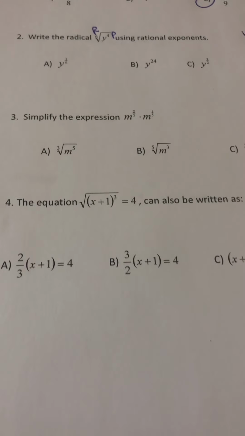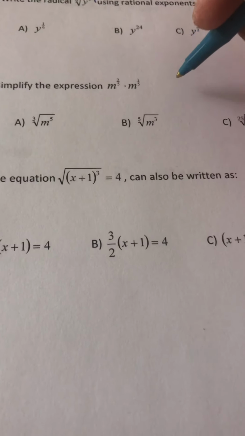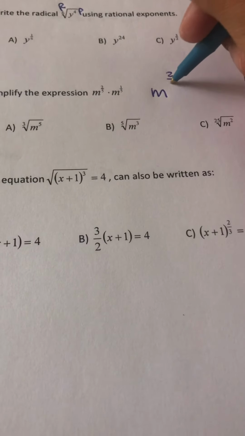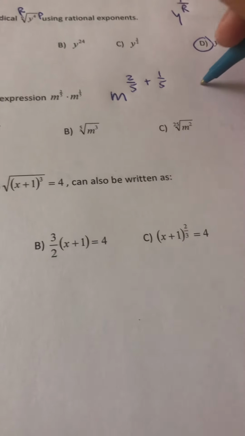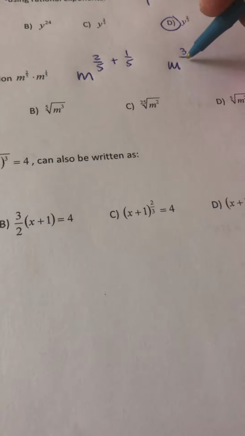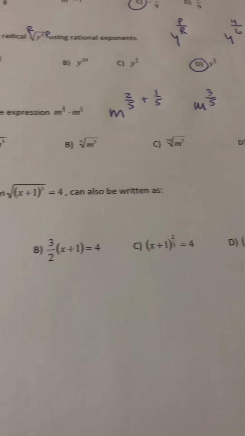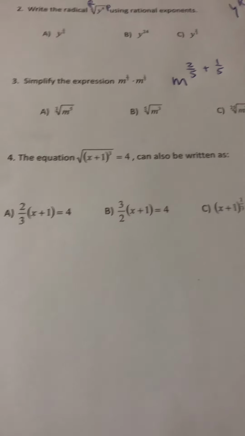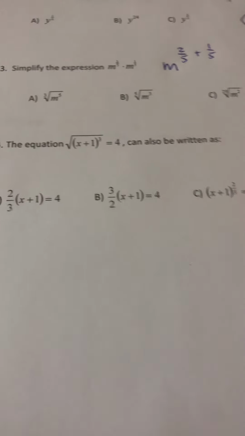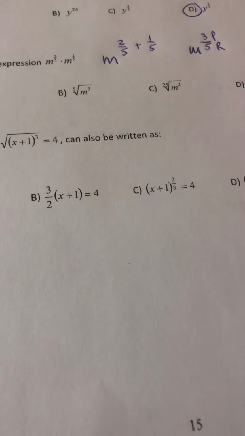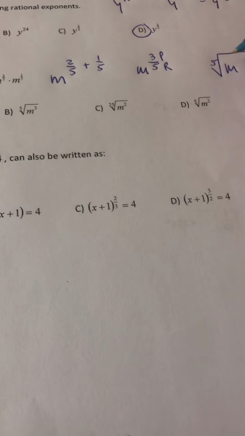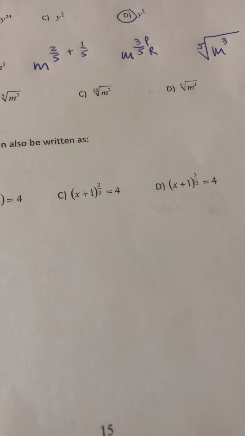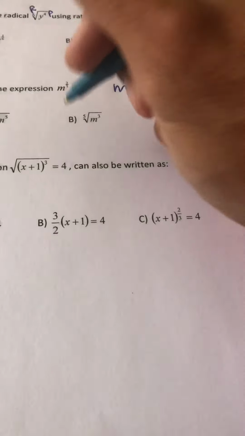Number 3, it says simplify. When you multiply, you add exponents. So you have m to the 2/5 plus 1/5 to give us an answer of m to the 3/5. Now, none of our answers look like that. So we have to rewrite this with a radical. So remember, power over root. So we have m, 5th root, 3rd power. Choice B.